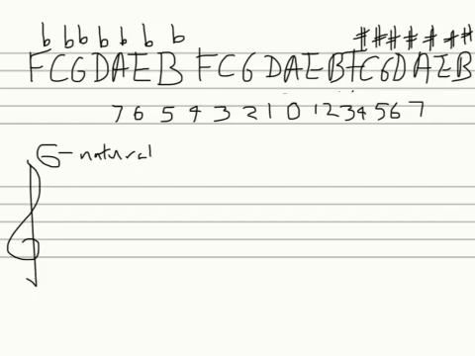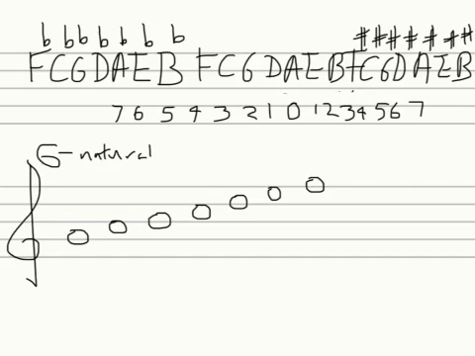Okay, to solve G natural minor, first step is to draw your notes starting on G up to G. Now remember, for minor scales I've asked that you write them up and down. I don't know if I have enough space on this to do that. I'll just do this up for now. And once you've done that, you need to identify G on your line diagram. Here's G. G is the number 2.